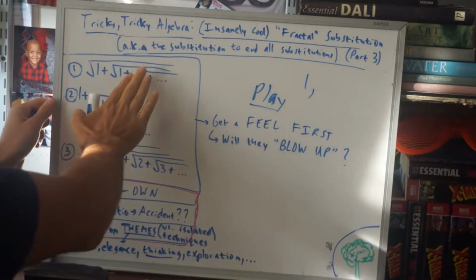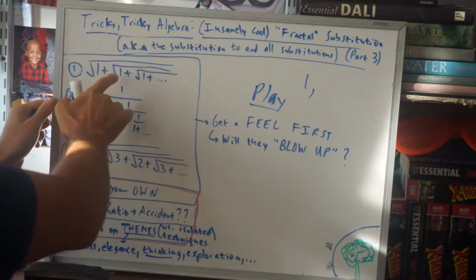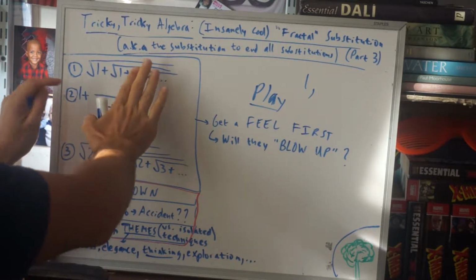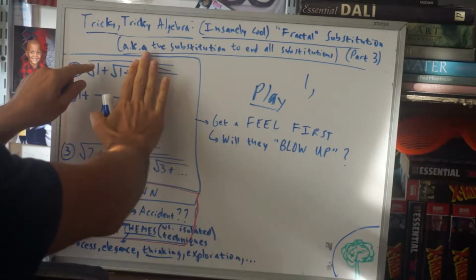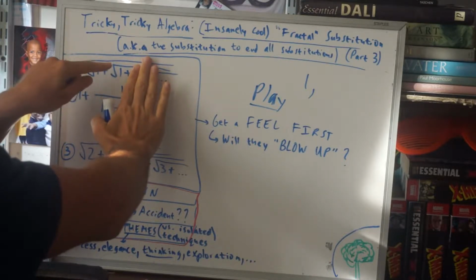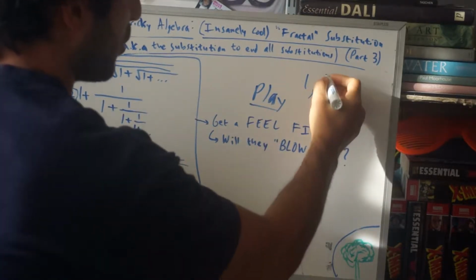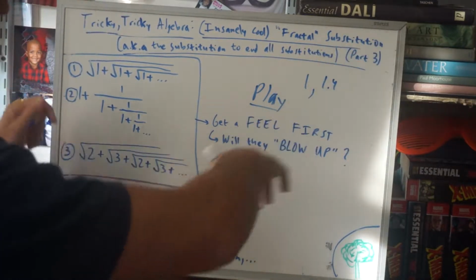Next, let's just pretend this next part's not here. So the square root of 1 is still 1, so we're just going to evaluate the first two. So 1 plus 1 is 2. The square root of 2 is approximately 1.4.